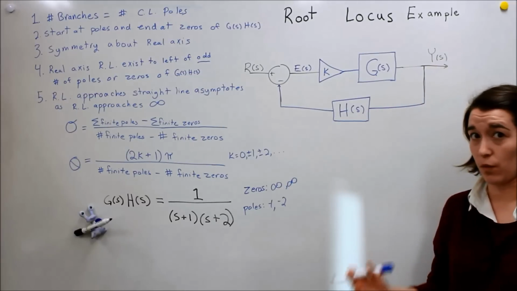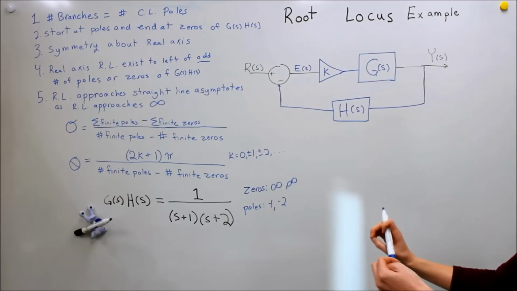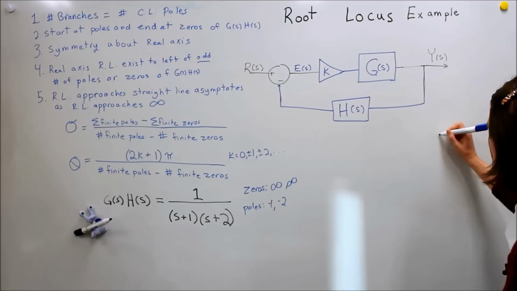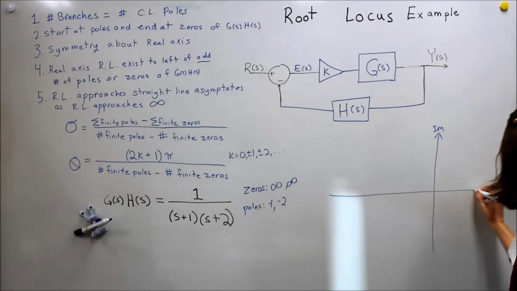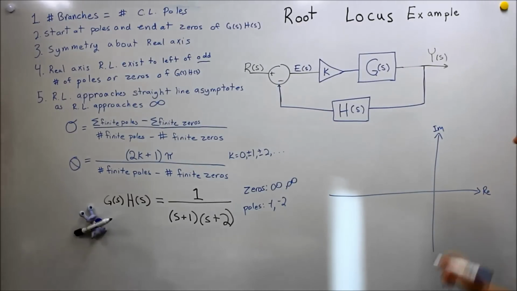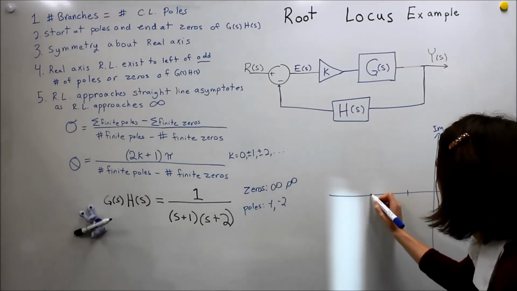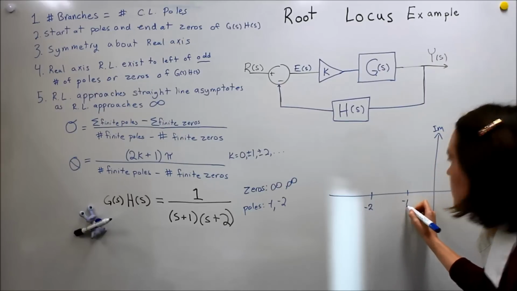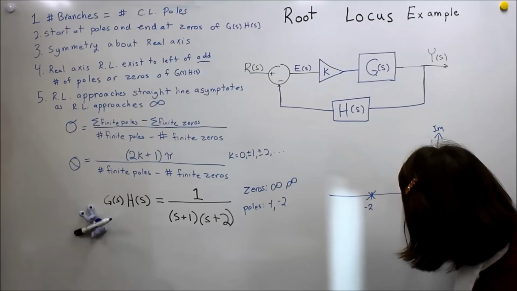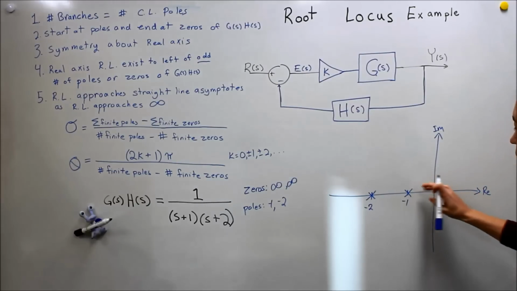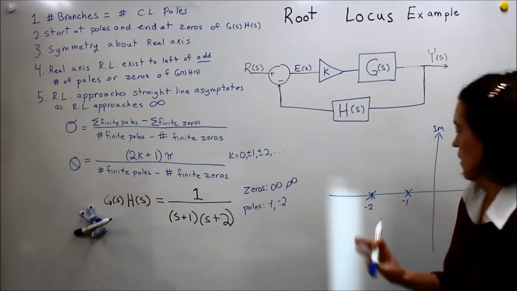So we need to understand where they're going to go, and we'll use these equations to figure that out. But first, let's just write what we know down on our plane here. So the S-plane, this is our imaginary axis, and we have a real axis. First, let's draw our poles at -2 and -1, so we put x's there. Remember this is where we start, and we're going to end somewhere at infinity.